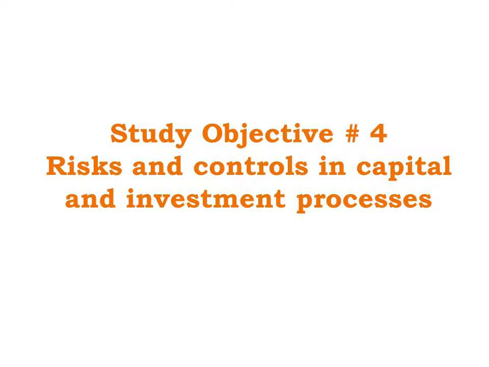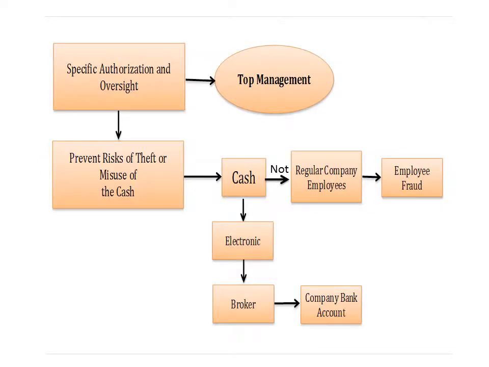For study objective number 4, risks and controls in capital and investment processes. So for both source of capital processes and investment processes, the important control is the specific authorization and oversight by top management. May top management na naman, sila talaga yung concern dito. So bakit ba kailangan ng specific authorization and oversight? This is to help prevent risk of theft or misuse of the cash related to capital and investment processes.